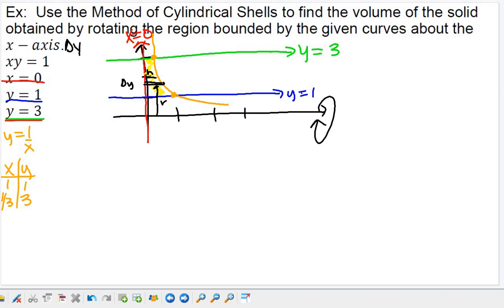Okay, so that means that volume is equal to 2 pi. So remember, if we're integrating with respect to y, then our variables have to be in terms of y. So that means I'm going from 1 to 3.